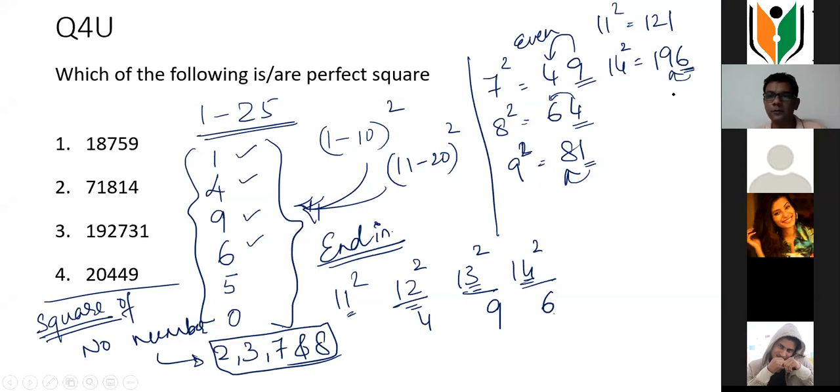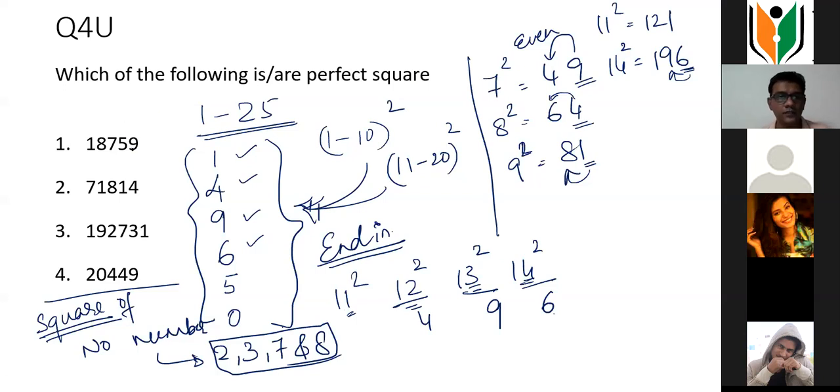Take 4 square for that matter. What is 4 square? 16. It ends in 6, but the previous digit is 1. Right? So 6 square, 36. Ends in 6, previous digit is 3. Odd. So I have to look at this.